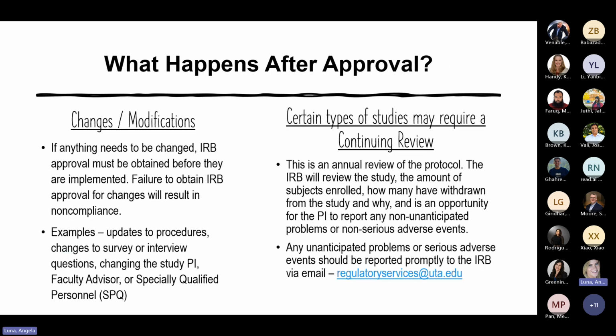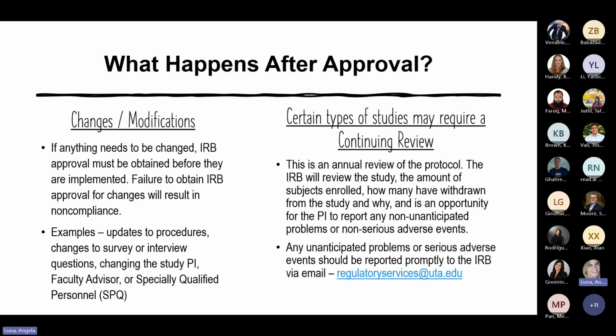Once you receive approval, it's not completely done. It's possible that you might have changes or situations that would require a modification to the originally approved protocol. So if any changes need to be made, for instance, to survey questions, to adding a new survey or adding interview questions, or any small or large change, you will have to submit a modification before that can be implemented. Failure to obtain IRB approval for any changes, small or large, will result in noncompliance.